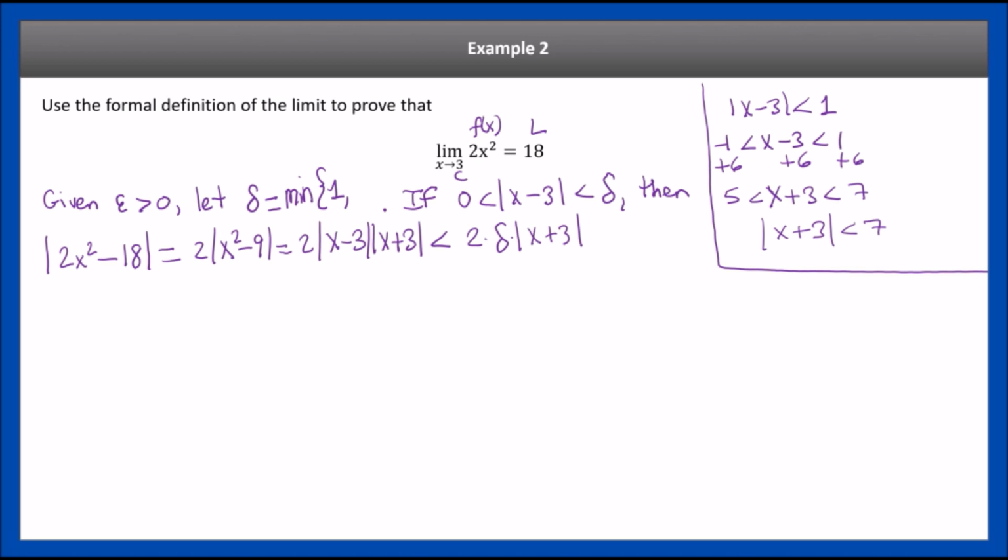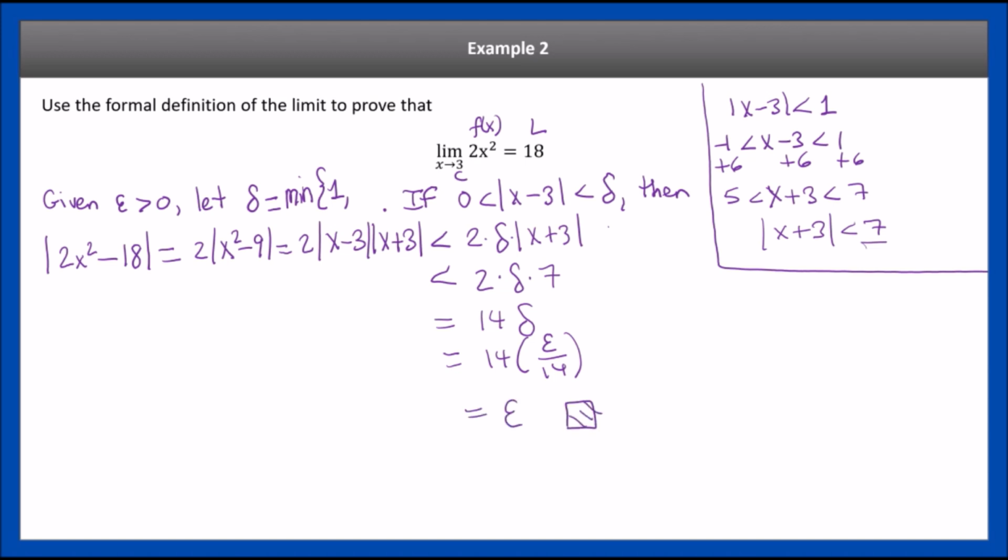So now we can say, okay, this is less than 2 times delta times x plus 3. We can replace that with 7 now. And so now this is equal to 14 delta. And now we're almost there, because now we want to prove that this is epsilon, but the only way to do that is if delta is equal to epsilon over 14. All right, and that gives us epsilon, and that's the end of the proof.